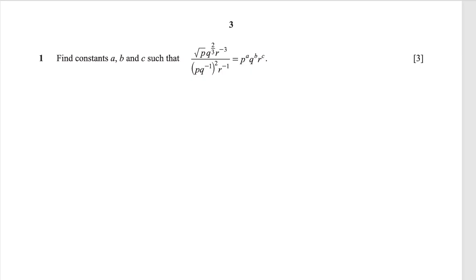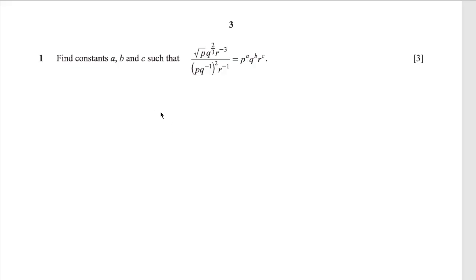This is one of the questions from Cambridge IGCSE Additional Maths 0606. It says: find constants A, B, and C such that the square root of P times Q to the 2/3 times R to the negative 3, over PQ to the negative 1 all squared, multiplied by R to the negative 1, is equal to P to the A times Q to the B times R to the C. We're asked to find the constants A, B, C.